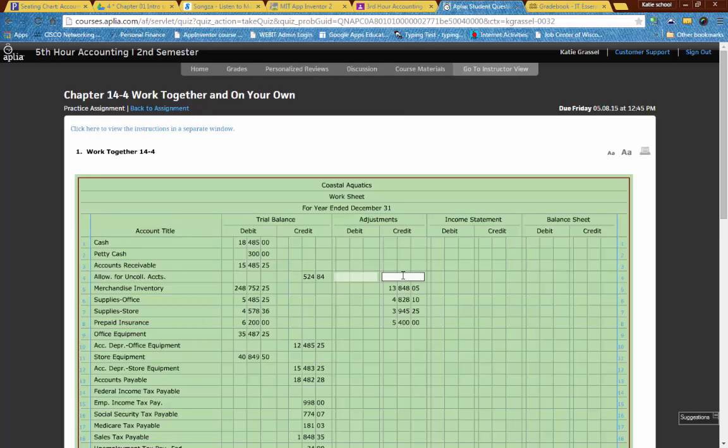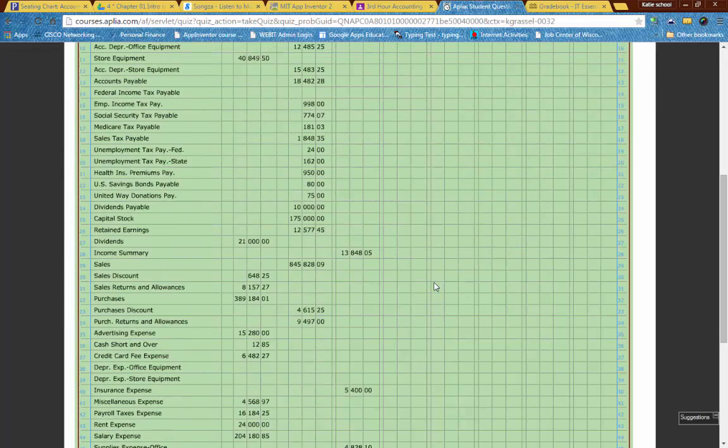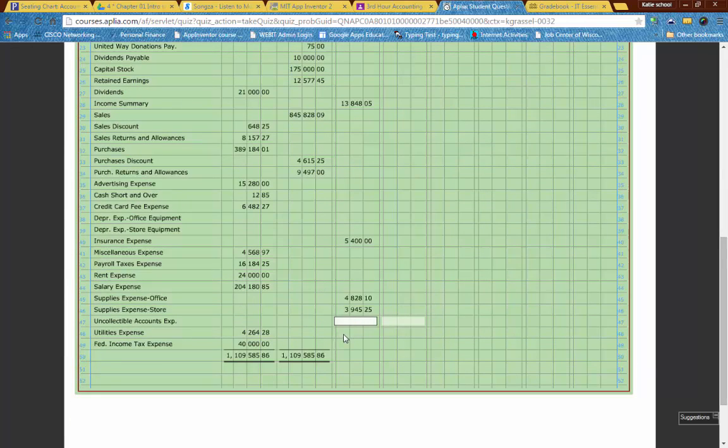2,120? So I'm going to credit allowance for uncollectible accounts, and then after that makes it pretty obvious, we're going to debit uncollectible accounts expense. Okay, so credit allowance for uncollectible accounts.